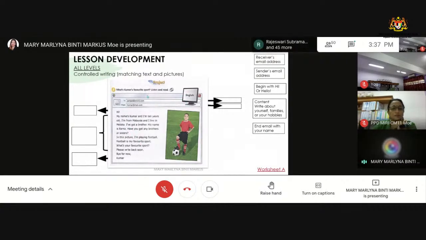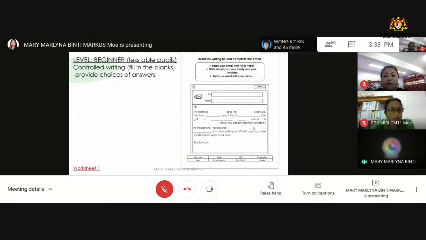So for this worksheet, okay, they have to label. This worksheet you can essentially give to all levels because all of them need to know the format of writing an email according to the textbook. For example, here, what is this? Okay, this is the sender email, and then the receiver email, and then the sender email address, and then here, what do you need to put here? Begin with hi or hello, and then the content, write about yourself, or your hobbies, and end the email with your name. Okay, this is the worksheet. All the pupils get the same worksheet. And then for the next one, for the beginner level, for the less able pupils, or you can call it less able pupils or beginner.